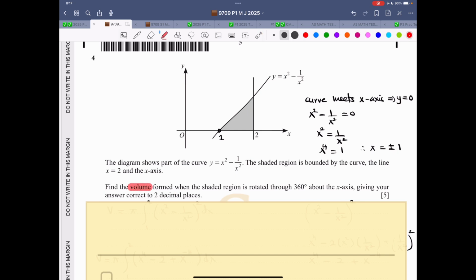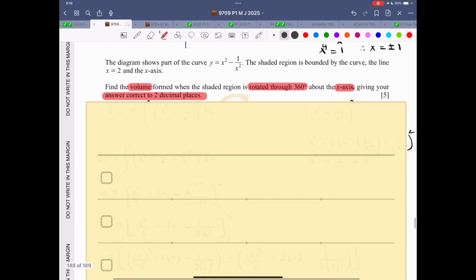Find the volume formed when the shaded region is rotated 360 degrees about the x-axis, giving your answer correct to 2 decimal places. So sometimes the examiner wants the answer in exact form, other times it's talking about decimal places. So over here, we won't follow the general rule of 3SF, we will follow the rule that's given over here. That's 2 dp, therefore work in 3 dp.